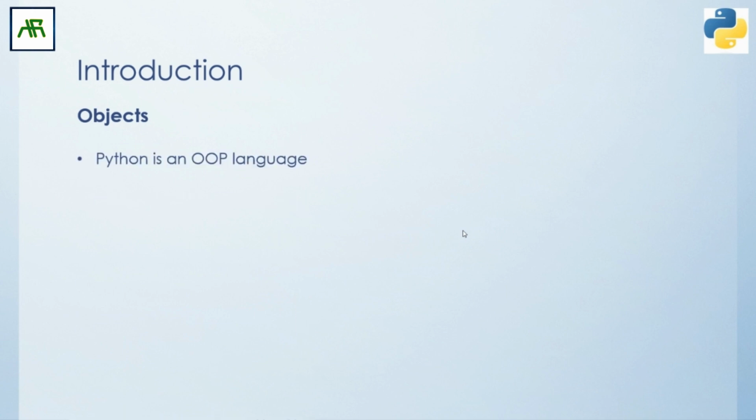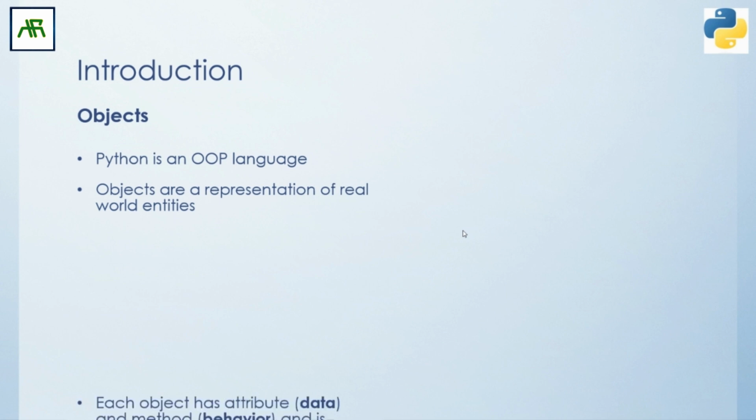Next are objects. Python is an object-oriented programming language. In this particular course, I'm not going to talk about object-oriented programming in detail, but Python is one of the object-oriented programming languages, like C++ and Java. Objects are a representation of real-world entities. For example, take a car. The car as a whole is one unit, but it has many parts, each part having a function of its own, an operation of its own. So you can consider a car as a real-world entity, which can be represented in terms of objects.